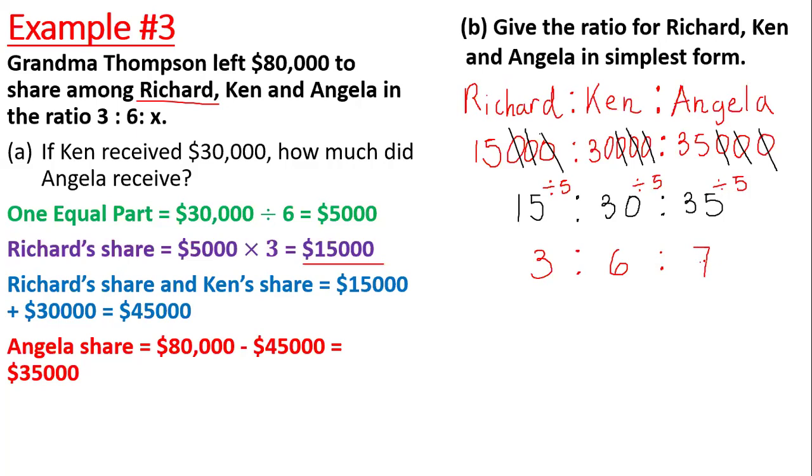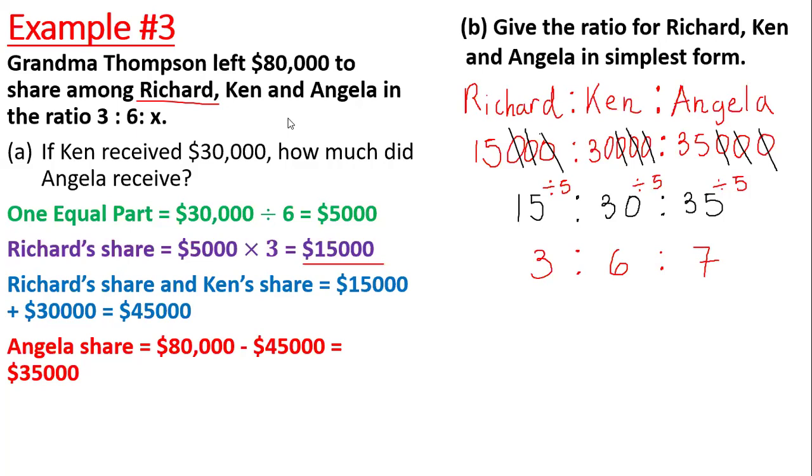So that means that the ratio in simplest form for Richard, Ken, and Angela is what? 3, 6, 7. So what is X in this case? 7. X is 7. Very good. X is definitely 7. I need someone to explain how I got this. Any volunteers on how I got it?